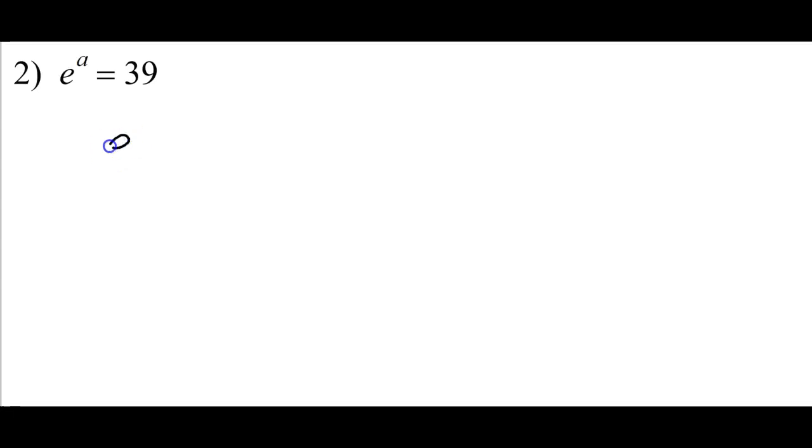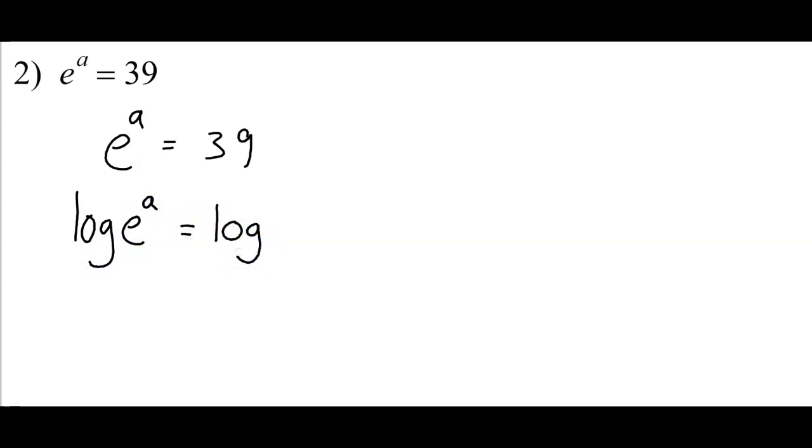Okay, so Robin, what's our first step? Log both sides. And notice I'm using base 10. I'm just doing a regular log. Technically, you could do any log you want to, but the reason we're using base 10 is because that button's on our calculator. All right, so step 1 is to log both sides.